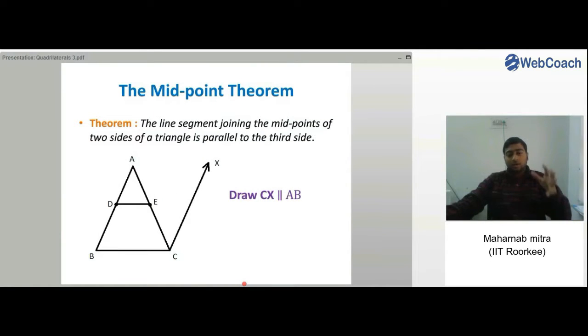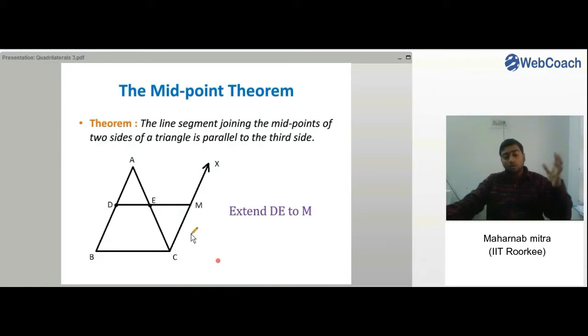We do certain constructions to make our work easier. So one of our constructions is the ray CX. And how do we draw it? We just don't draw it randomly. We draw CX parallel to AB, and you will see why we do this. We draw CX parallel to AB, and then we extend DE to CX, and we get the full line segment DEM, right?